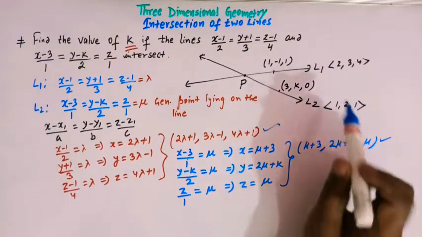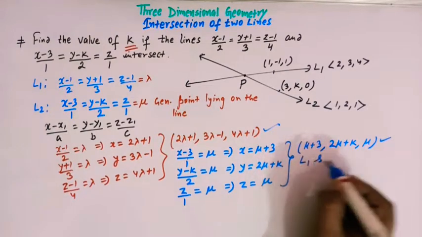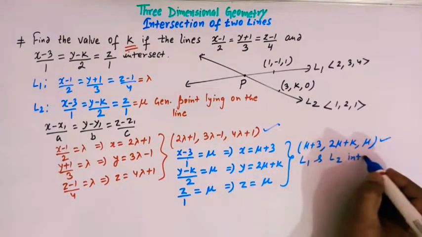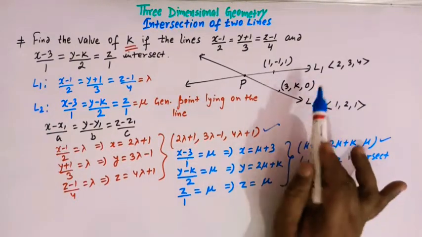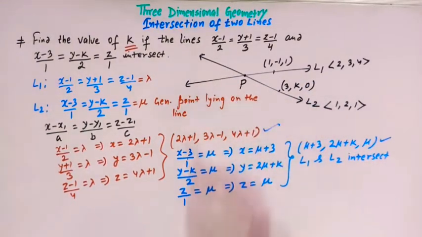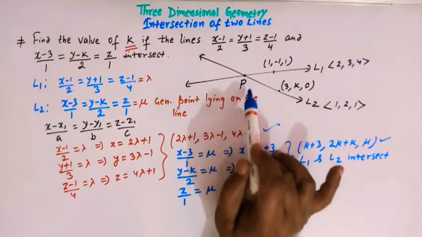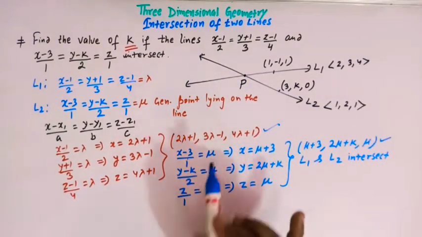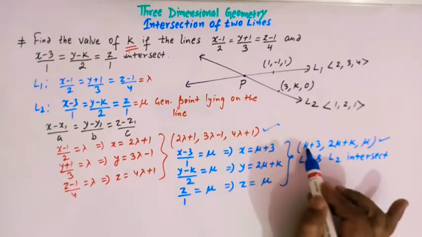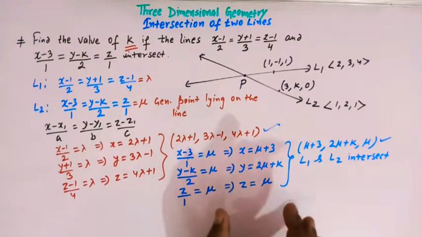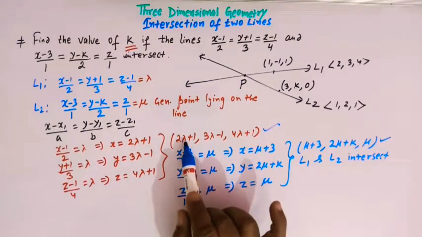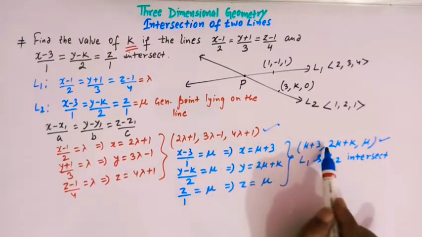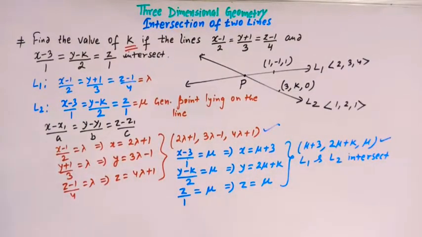Now see, here we are given that L1 and L2 intersect. So the two lines are intersecting lines. When these two lines intersect, there is a common point of intersection. So when we have a common point of intersection, then for some value of lambda and mu, this is an important point here, these two coordinates must coincide.